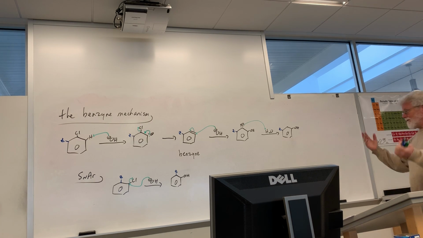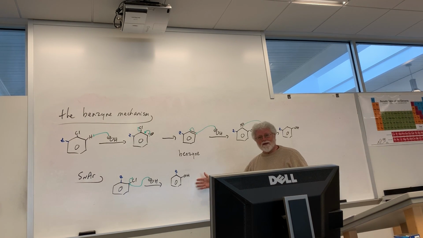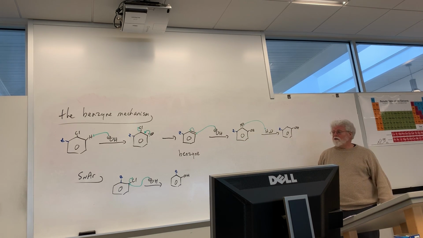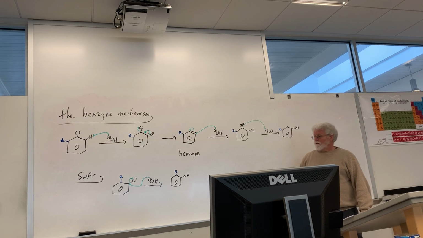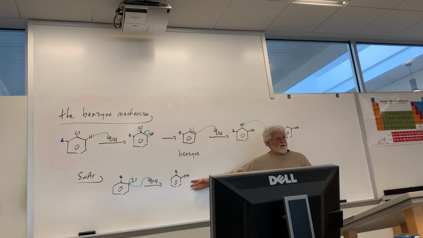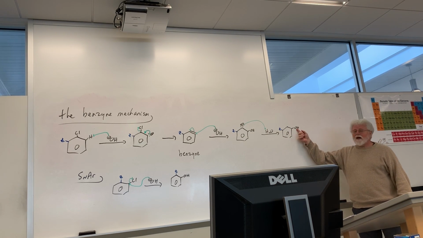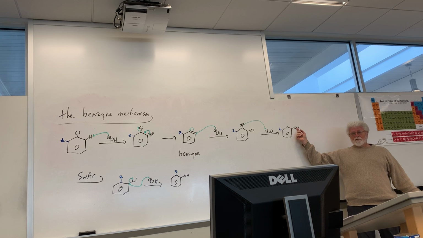And depending upon precise conditions, sometimes you get primarily this, sometimes you get primarily this, sometimes you get a mix of the two. The way you would know, or could know, whether you went primarily this way is if the hydroxyl group ended up on the same carbon as the chlorine primarily. The way you would know, or could know, that it went primarily benzyne, is if the hydroxyl group 50% of the time was on this carbon, 50% of the time was on this carbon.